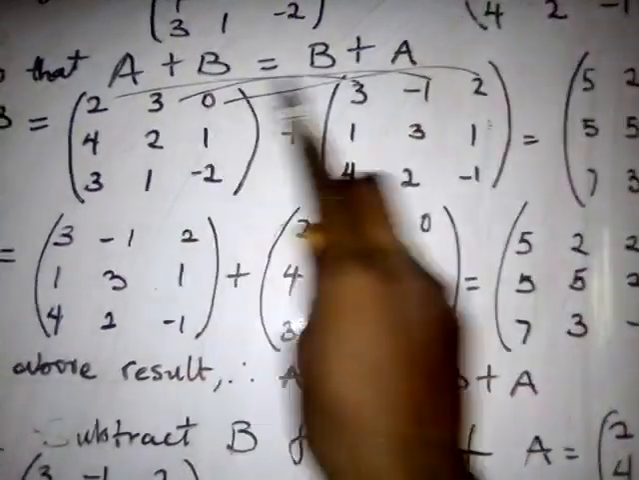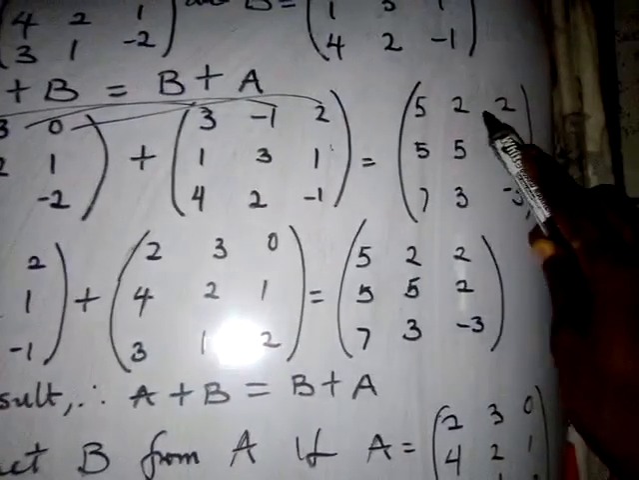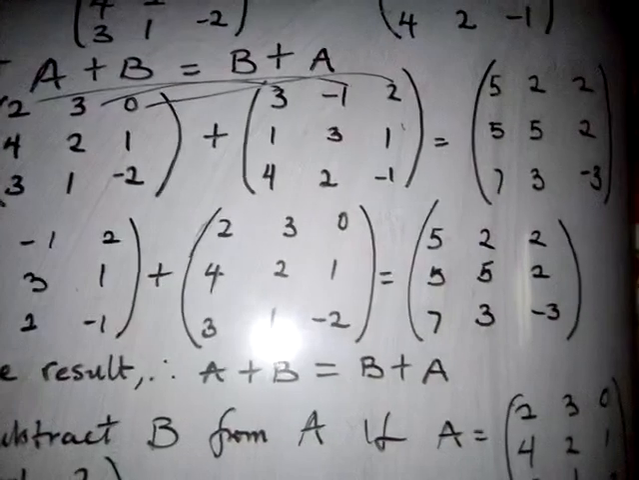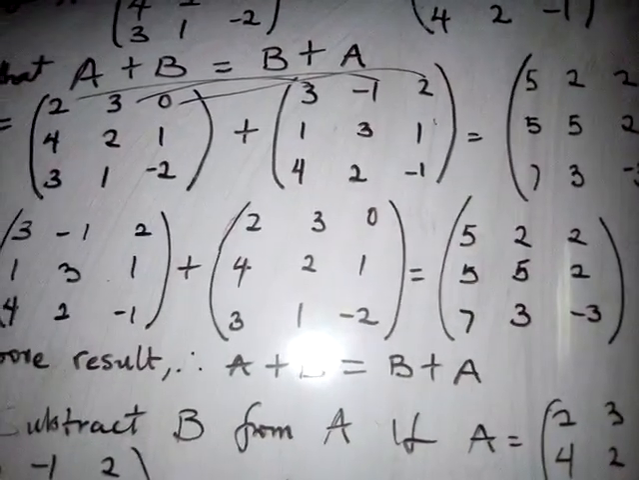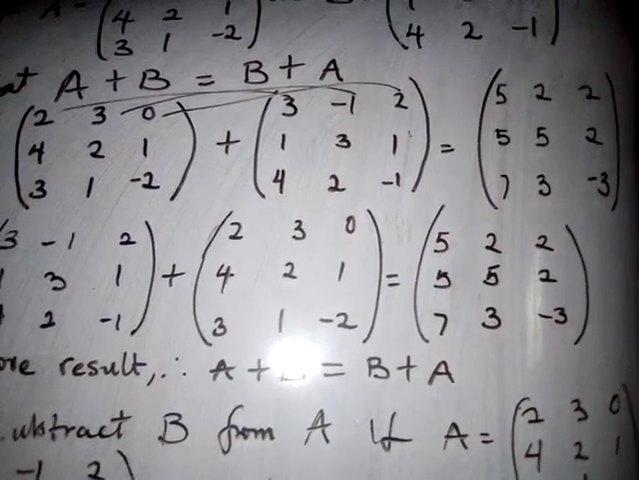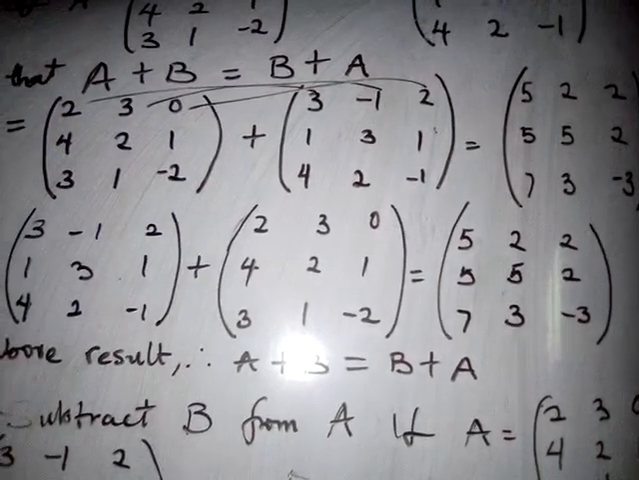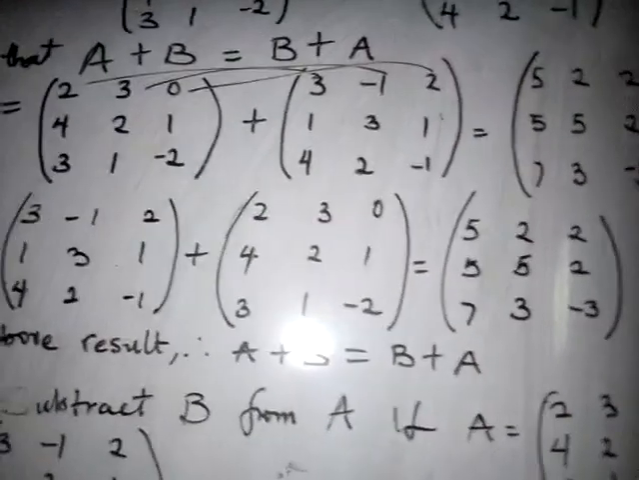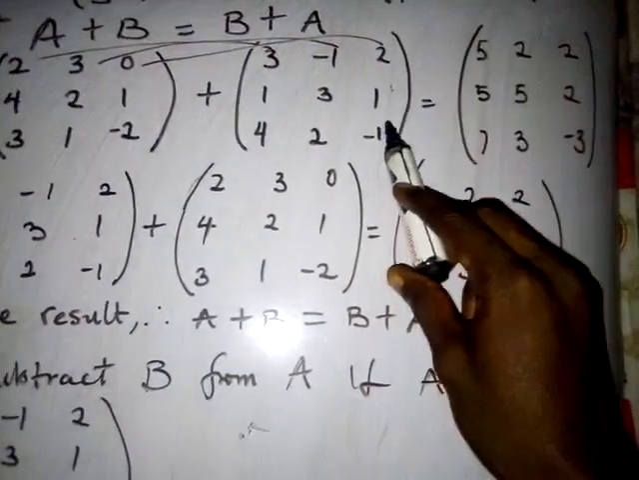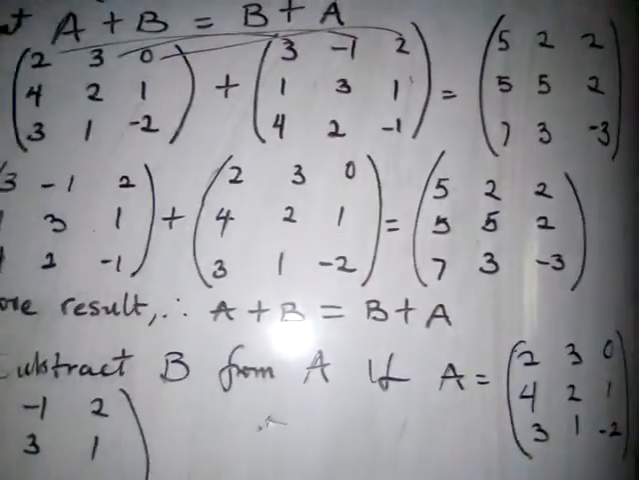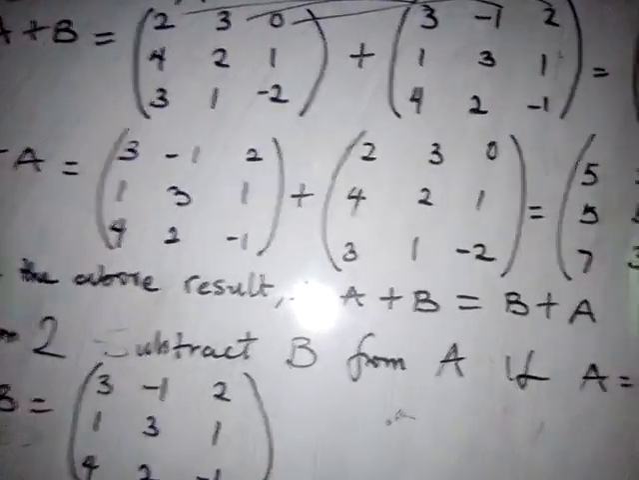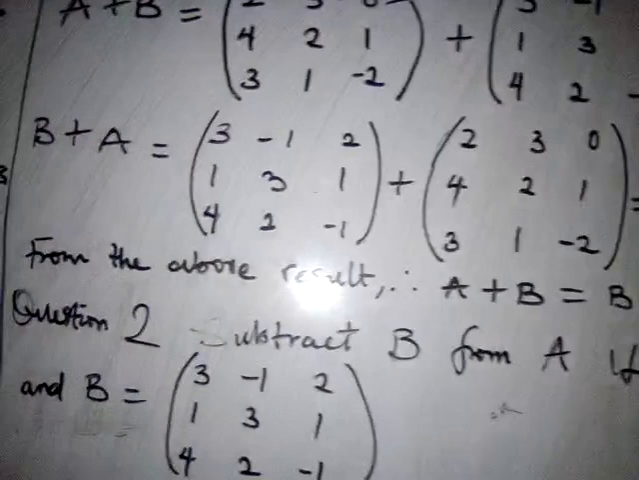This 3 plus minus 1 will give us what? 2. Do you understand now? That 0 plus 2 will give us 2. And 4 plus 1 will give us what? 5. Why? 2 plus 3 will give us 5. And 1 plus 1 will give us 2. We have 3 plus 4 will give us 7. 1 plus 2 will give us 3. And minus 2 plus minus 1 will give us what? Minus 3. Do you understand that? Make sure you follow those negative and positive notation very well.